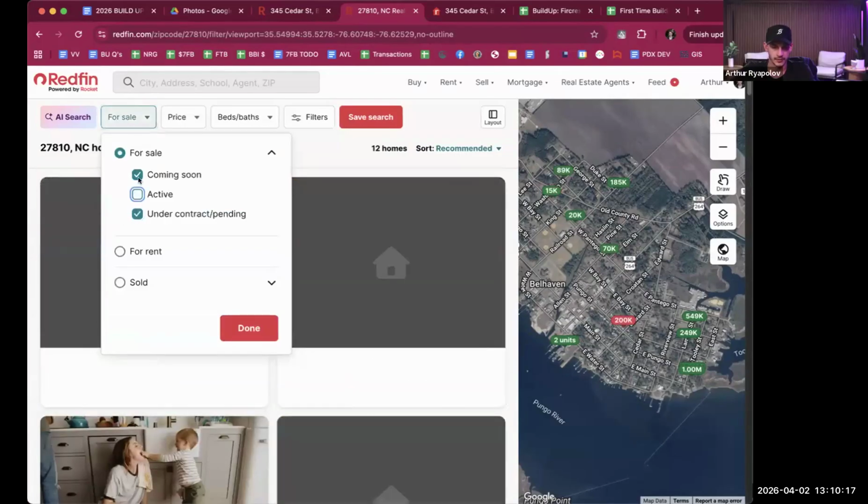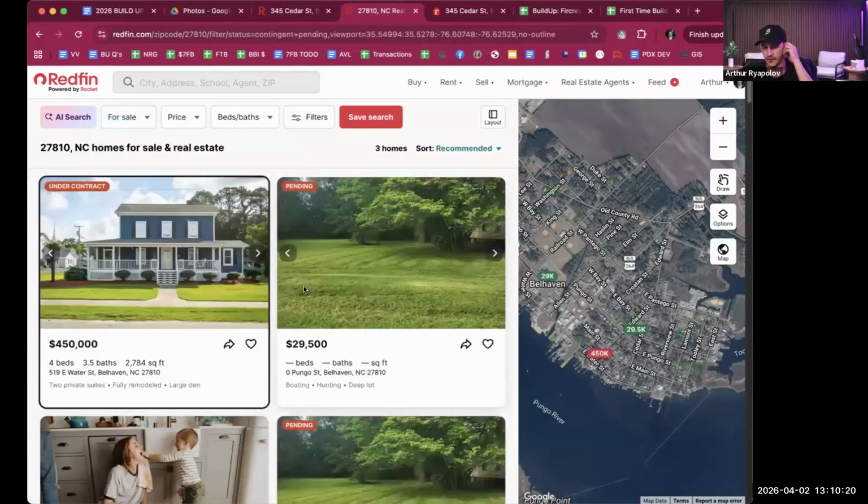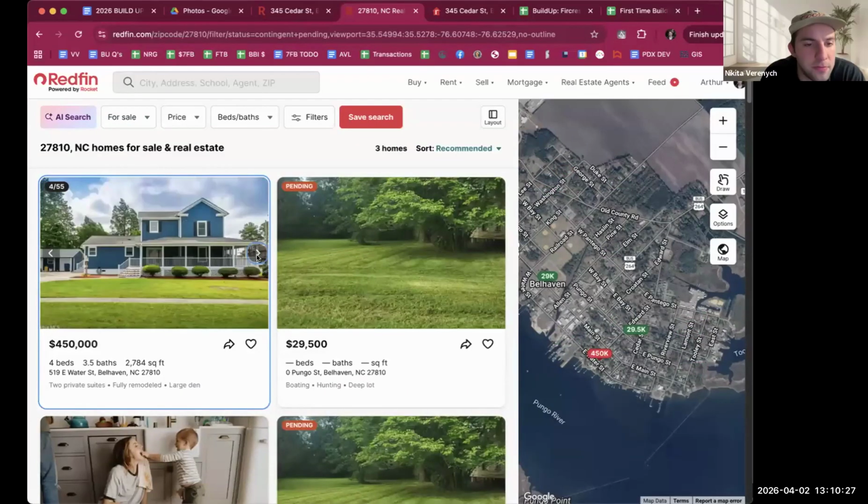I will go to pending. I still look at what's for sale, right? Because if there's a house for sale for 100K that's the same condition as hers, you can't argue that. I'll go buy that one for 100K. Then I look at what's finished.